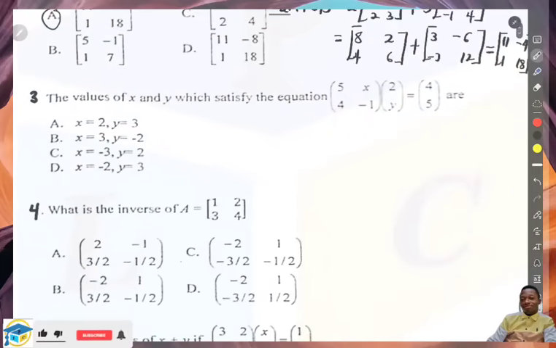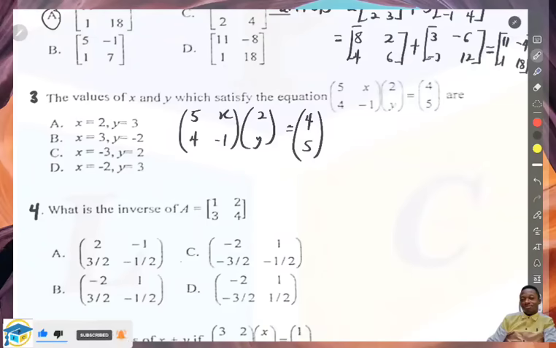Question number 3. Find the values of x and y which satisfy the equation. So we have this equation. We have 5x, 4, and then negative 1, all multiplying a 2 by 1 matrix, which is 2, y, and all is equal to 4, 5. So we are asked to find the values of x and y. How do you go by finding the values of x and y from this equation? This is what you're going to do.